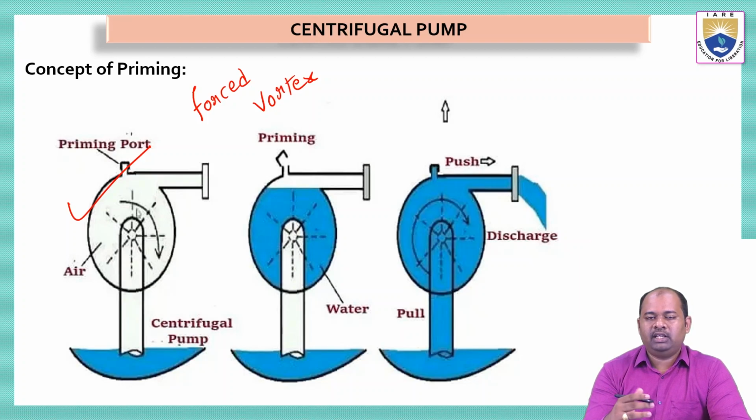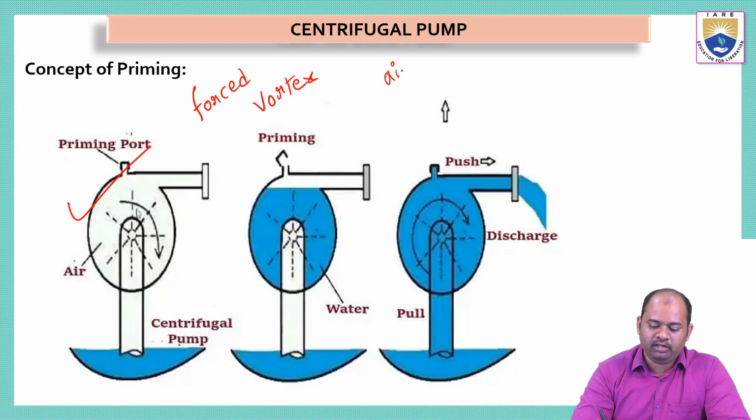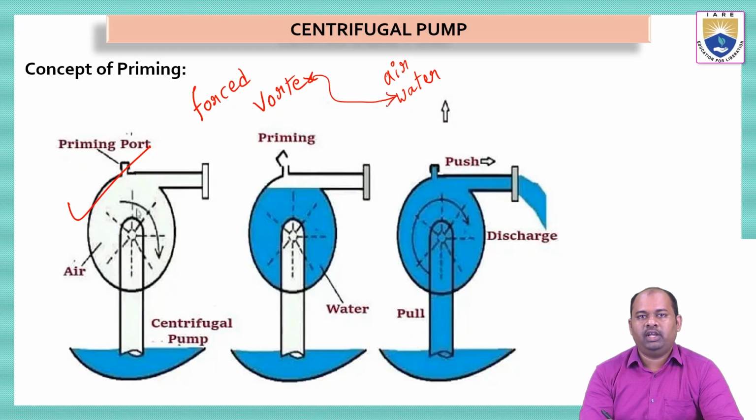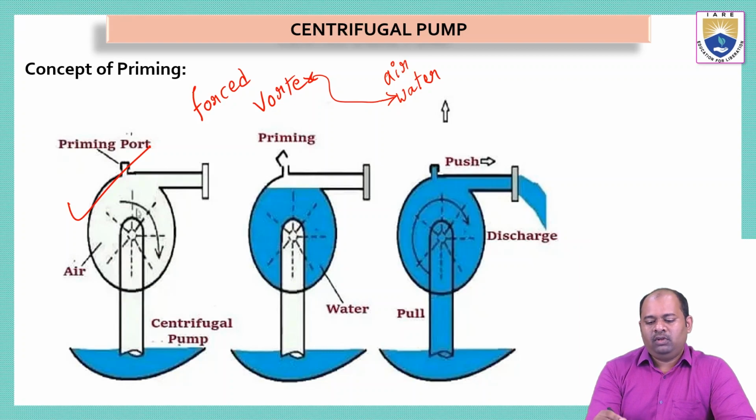it cannot create a vortex. Maybe it can create a vortex that is made up of air, but not water. We have to create a forced vortex that is made up of water. Okay, we need a water vortex in order to suck the water from the sump. So a forced air vortex does not have enough suction pressure to suck the water.